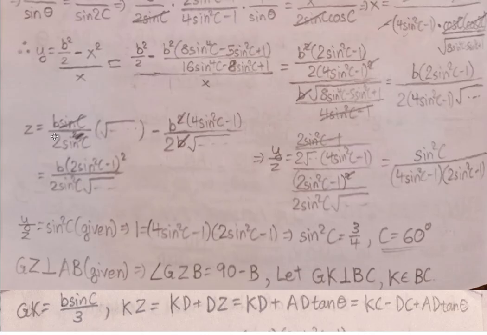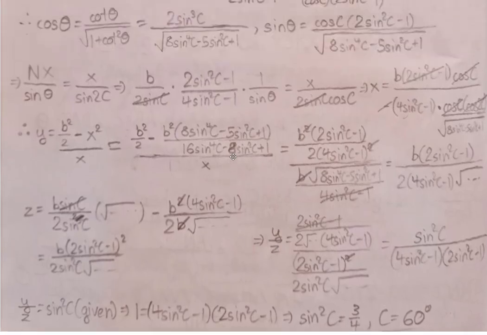And then we just get the value of z from the way I mentioned, and then that gives you this for z, b into 2 sine square c minus 1 whole square by 2 sine square c root this, and then this is y. So as you can see, 2 sine square c minus 1 cancels, and then you have 2 which cancels out, and then b obviously cancels out, and then the root thing cancels out. So you're left with sine square c by 4 sine square c minus 1 into 2 sine square c minus 1. This is a nice and easy quadratic.